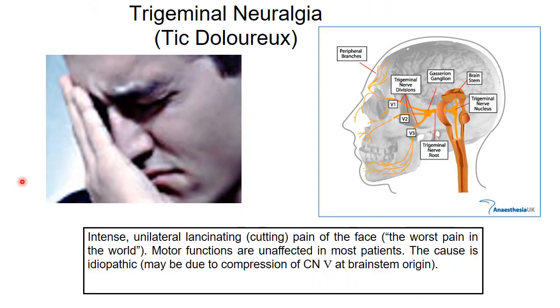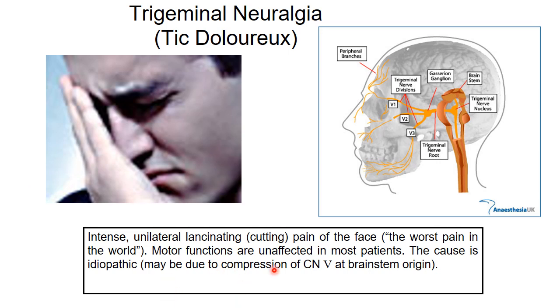So now, just as the facial nerve had a clinical correlate in Bell's palsy, so too does the trigeminal nerve in its sensory innervation of the face. And the clinical correlate here is trigeminal neuralgia, or tic douloureux. This is an idiopathic pain syndrome relating to the face. We don't know what causes it.